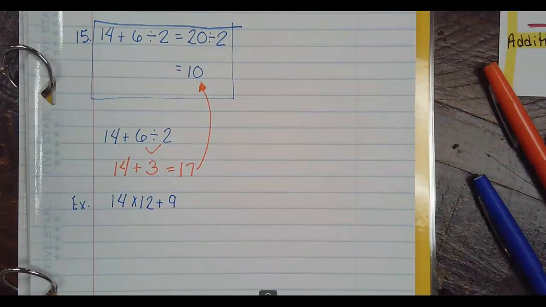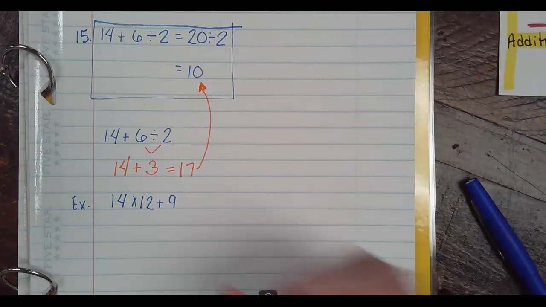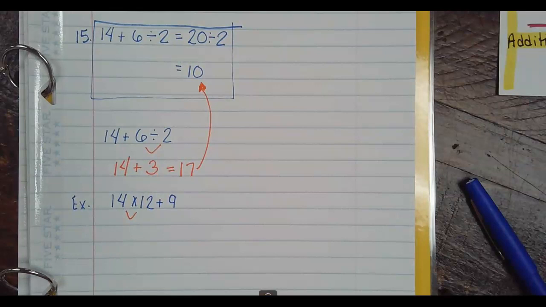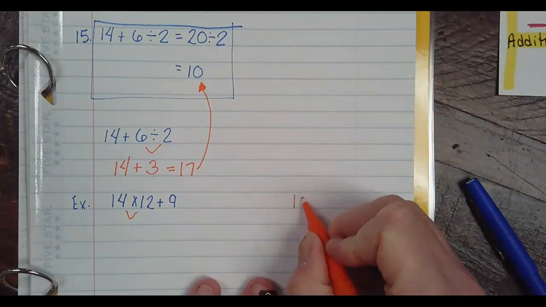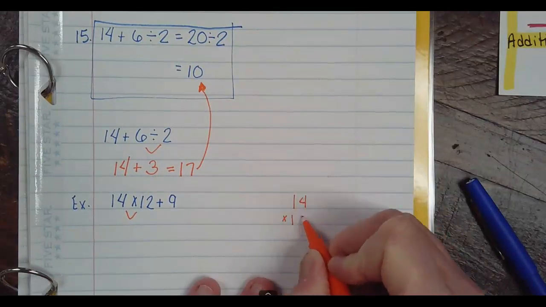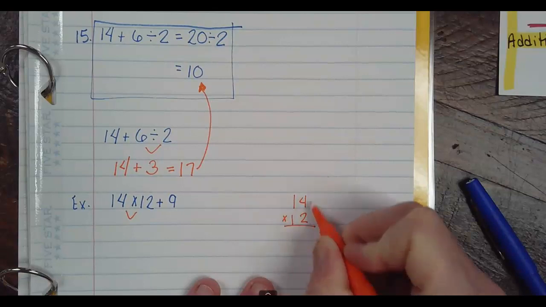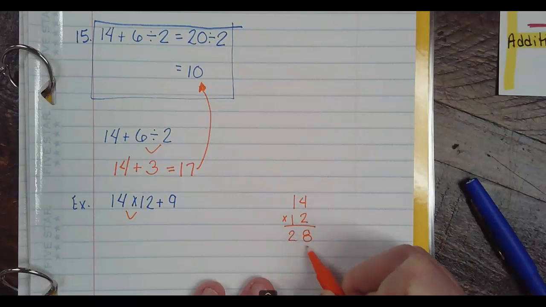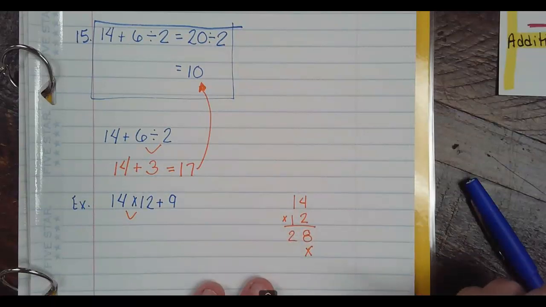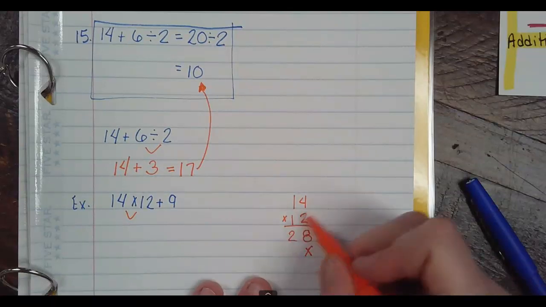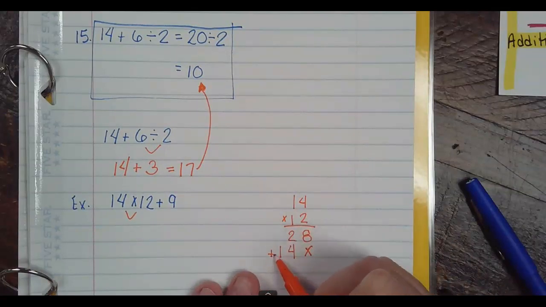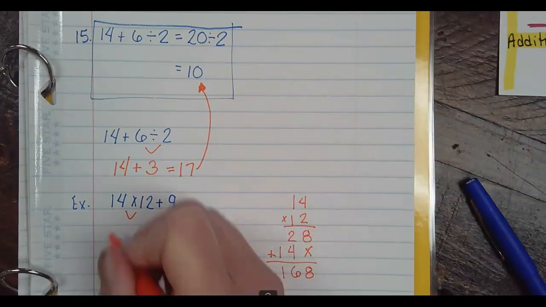What do we do first? What's 14 times 12? I'm going to put it over here, 14 times 12. 2 times 4 is 8. 2 times 1 is 2. I'm going to save my spot. I like to use X's. 1 times 4 is 4. 1 times 1 is 1. Then I add 8, 6, 1. 168.